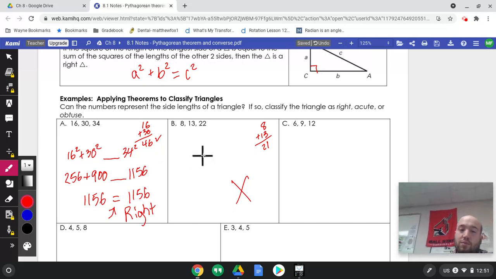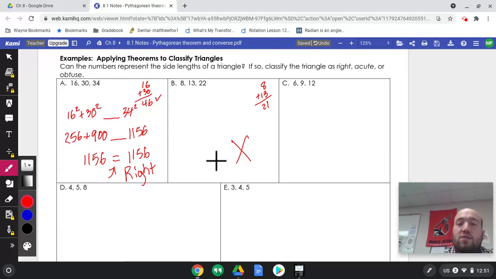Okay, so example C here. 6, 9, and 12. So first, we put the smallest two, we add them together. 6 plus 9, we get 15. That is bigger than 12, so we're good to go. Cannot be equal, it has to be bigger than.